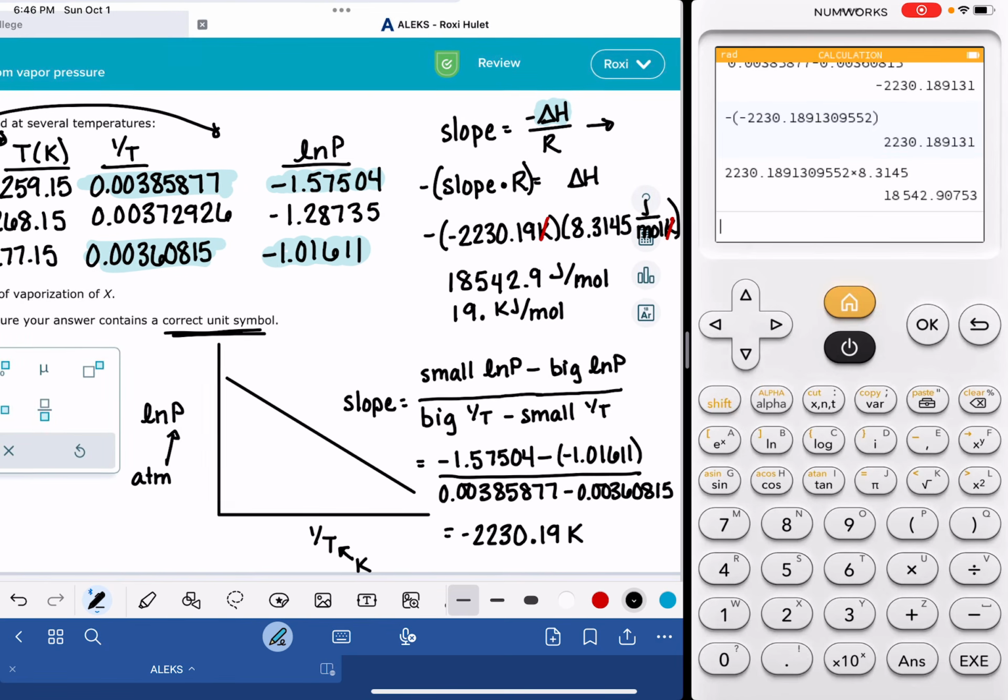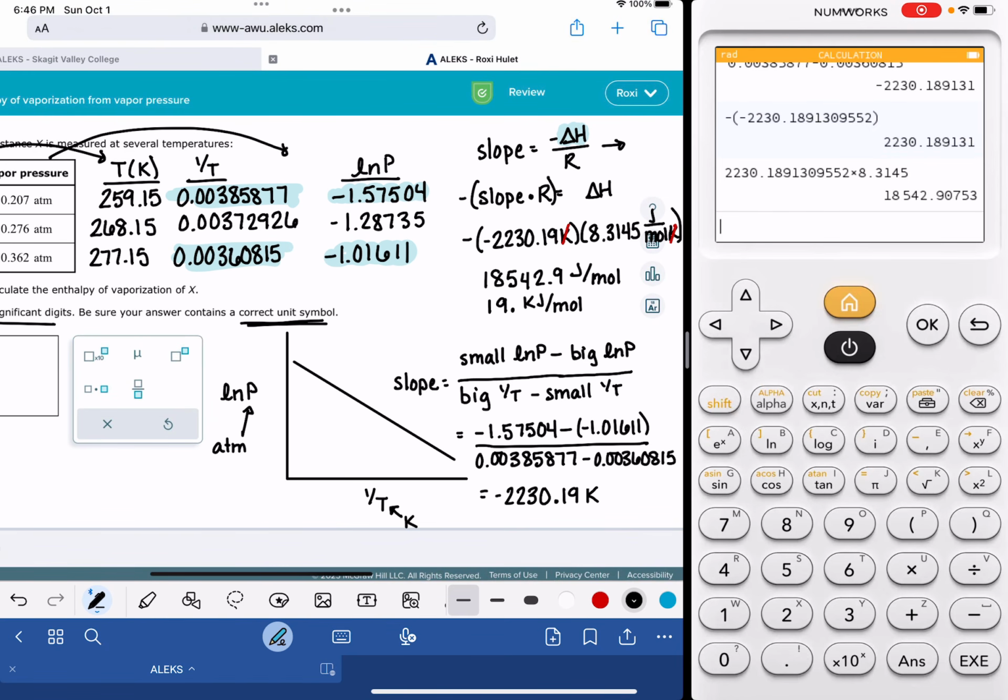Good luck with this problem. It is super complicated, but if you just take your time, make sure you don't make any mistakes with copying your numbers down, you should have no problems with it.